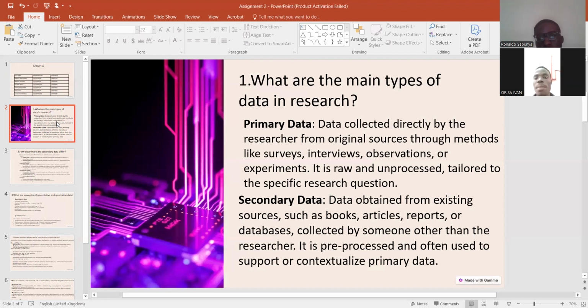So the main difference between primary data and secondary data is primary data you collect directly from the individual or from the first-hand source. Secondary data you collect from somewhere that someone has already put their data. So you just go and use data that has already been collected by someone else. Next slide, please.